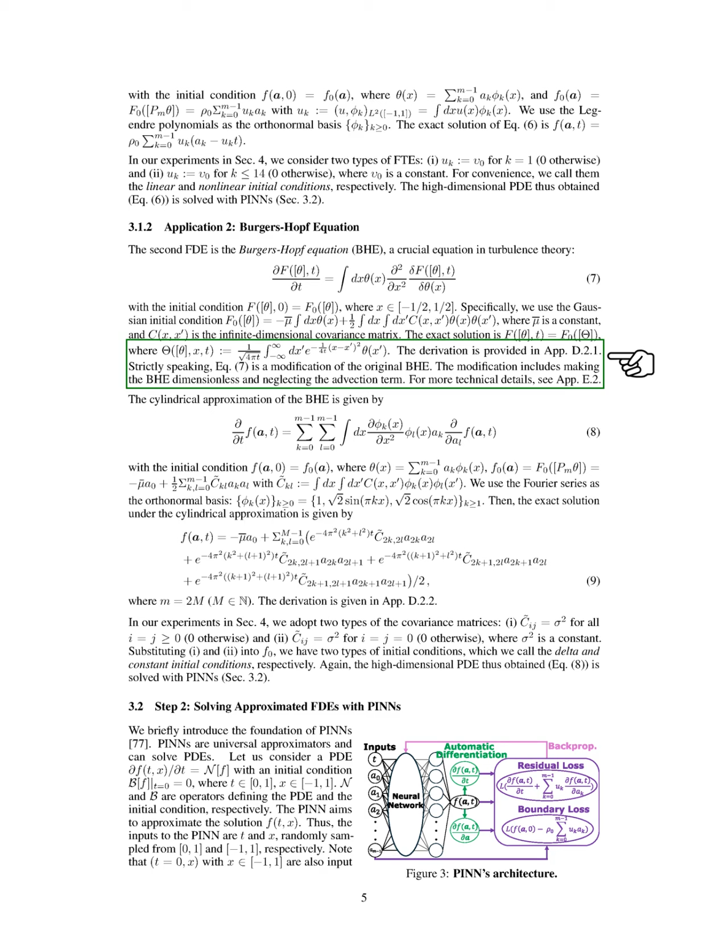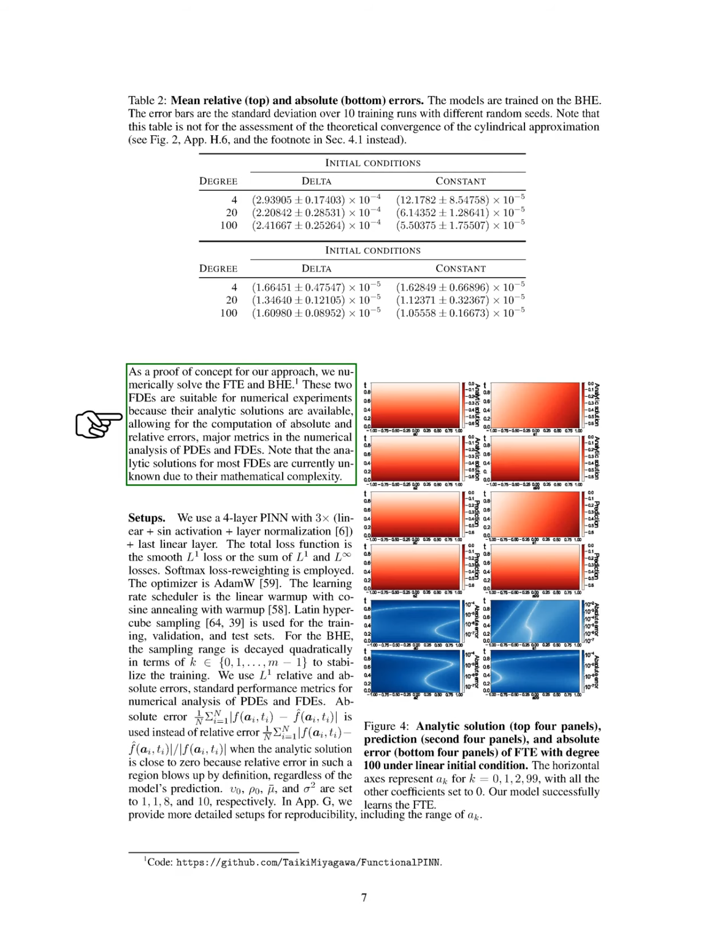Section. Experiment. In this section, we numerically solve the functional transport equation, FTE, and the boundary heat equation, BHE, to demonstrate our approach. These equations are suitable for our experiments because we have their analytic solutions, which help us calculate absolute and relative errors, key metrics in analyzing partial differential equations, PDEs, and functional differential equations, FDEs. It's important to note that most FDEs lack known analytic solutions due to their complexity.